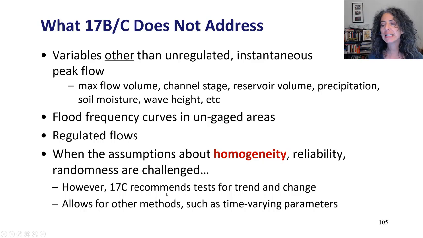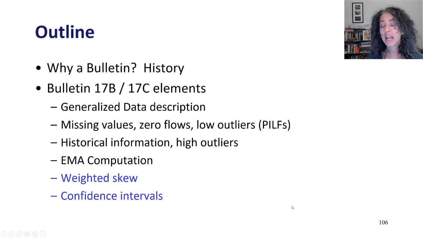Right, so 17C does recommend tests for trend and change, and if trend or change is detected, there is allowance for other methods. And one of them is maybe time varying parameters instead of constant parameters for the whole period. But more work is being done on these topics, and as good methods are developed and tested, they'll be included in later guidance.